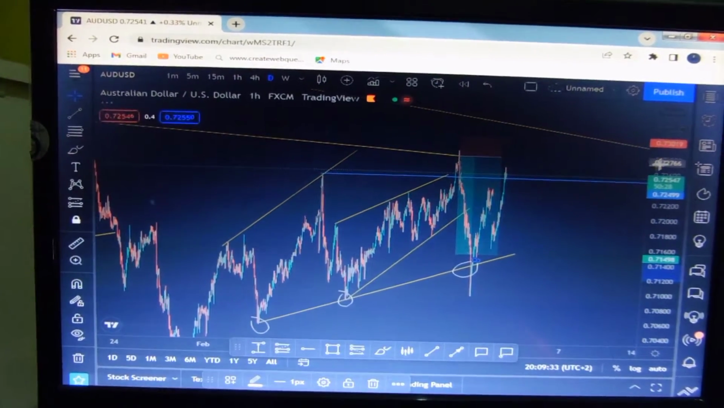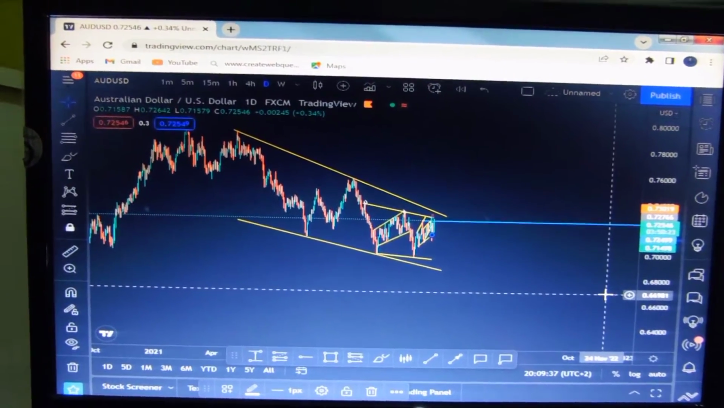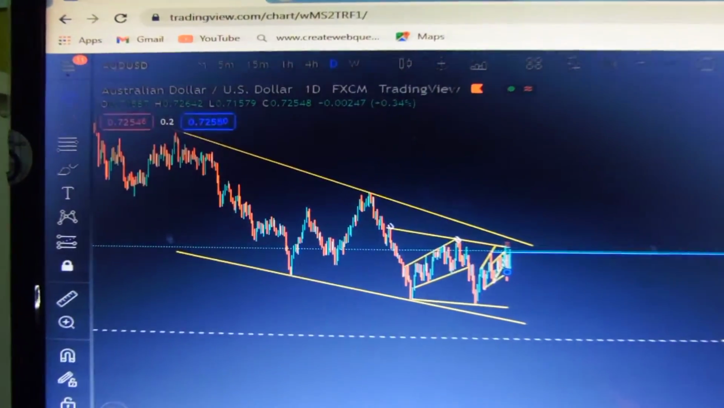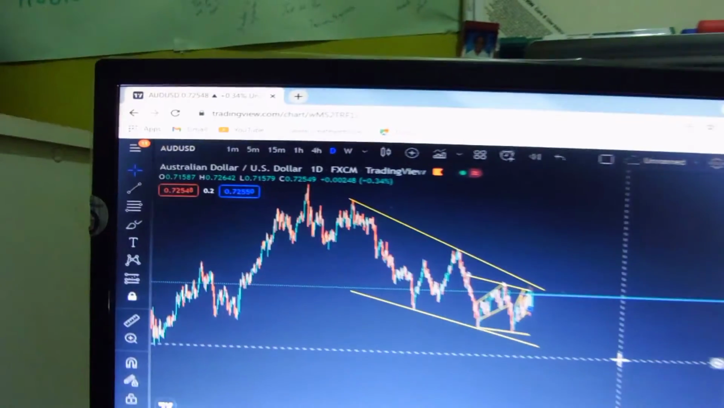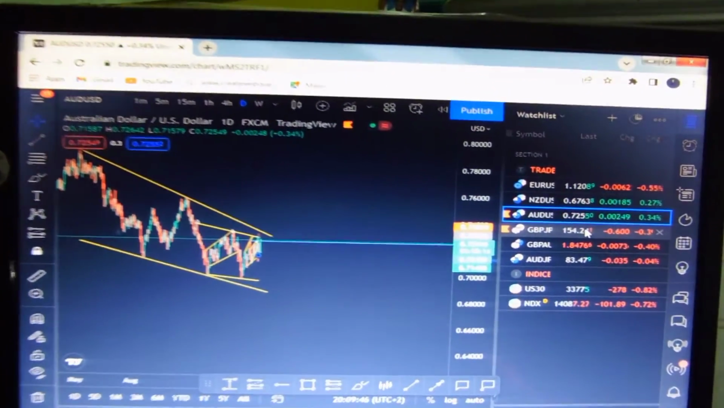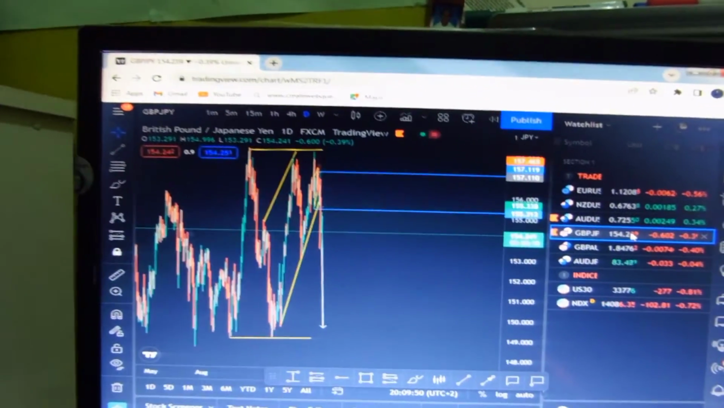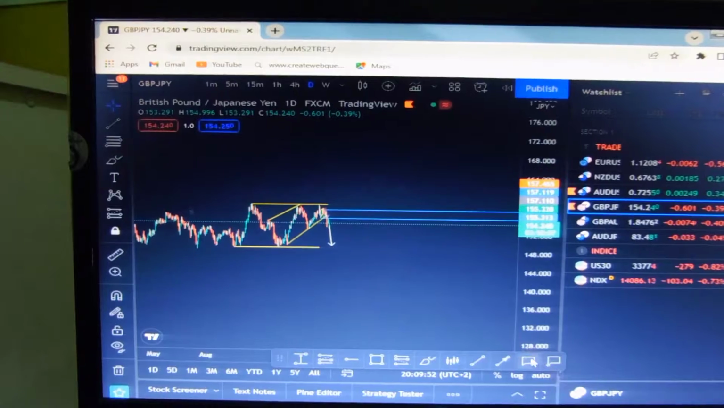Higher time frame structure, let's just look at it. This is how it looks on the daily time frame at the moment, that structure on the daily time frame. So we'll clear the chart again, and then let's go to JPY. Let's just have a look at JPY.